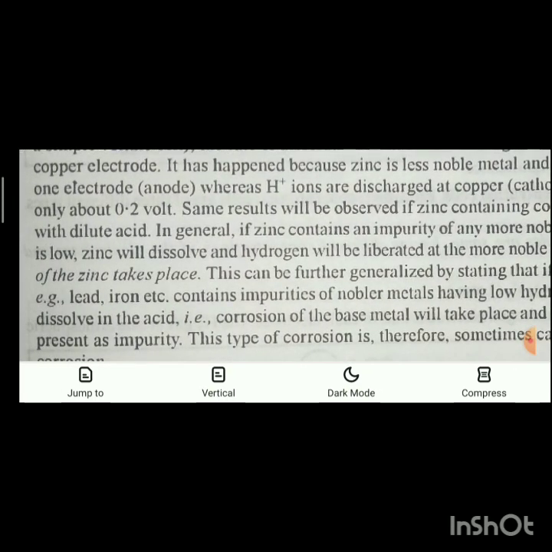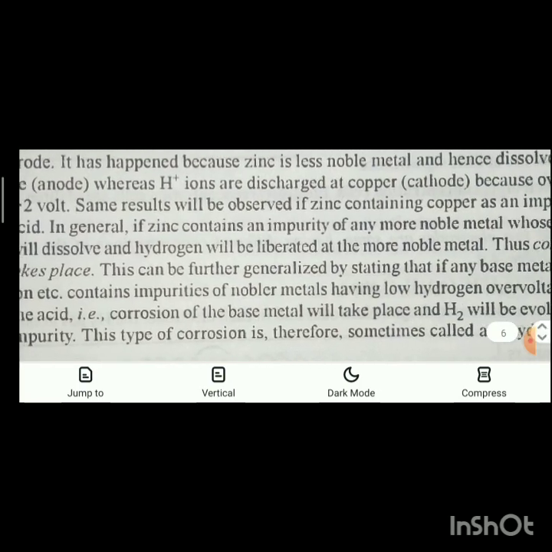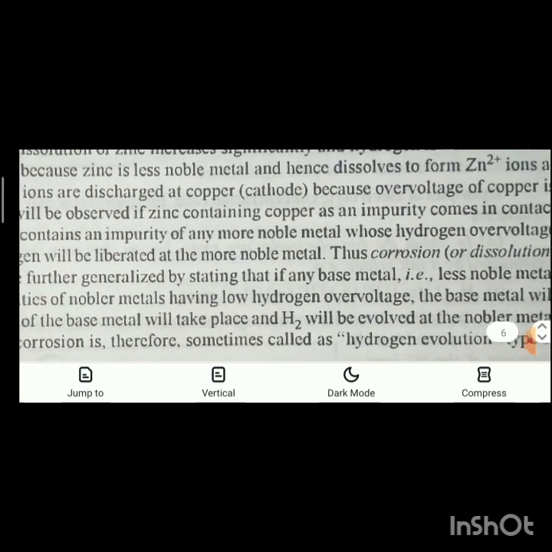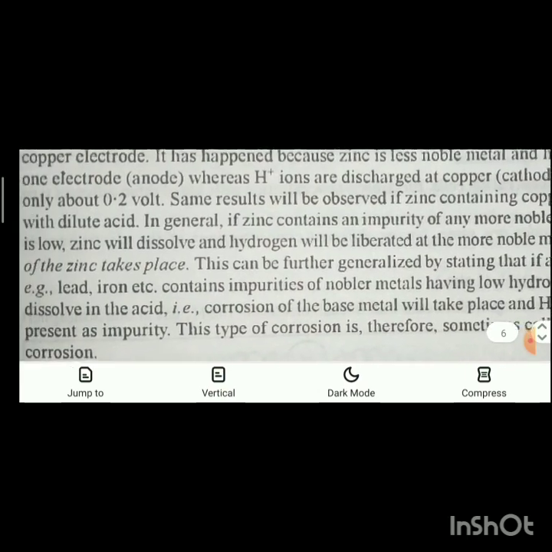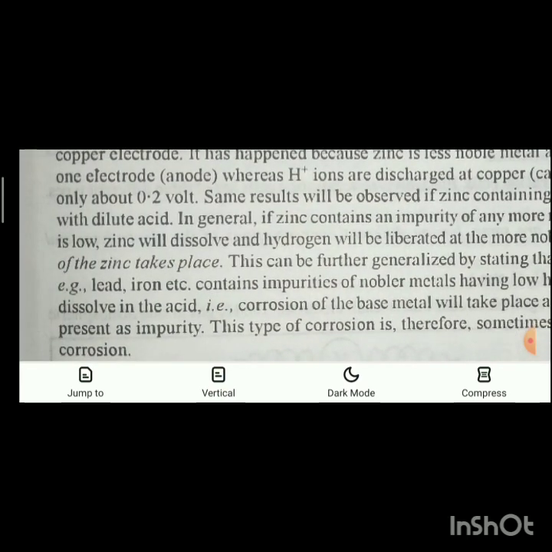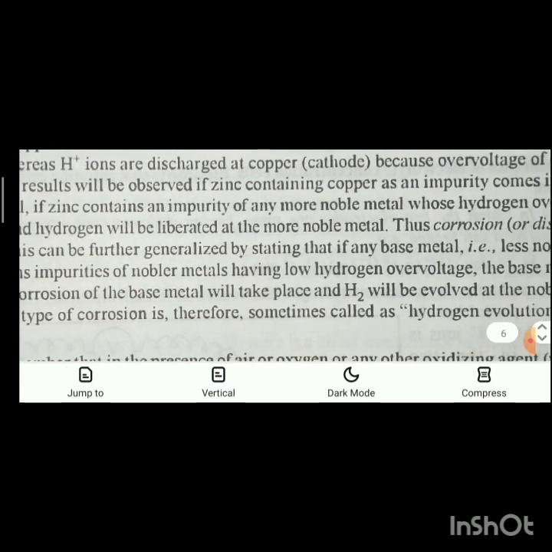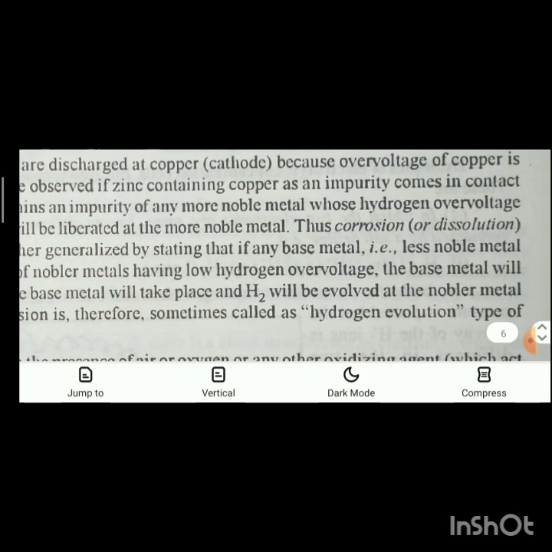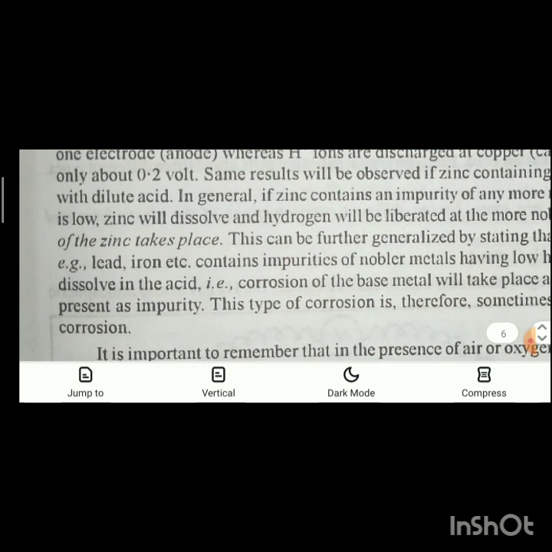The same result will be observed if zinc containing copper as an impurity comes in contact with dilute acid. In general, if zinc contains an impurity of any more noble metal whose hydrogen overvoltage is low, zinc will dissolve and hydrogen will be liberated at the more noble metal. Thus, corrosion or dissolution of the zinc takes place.